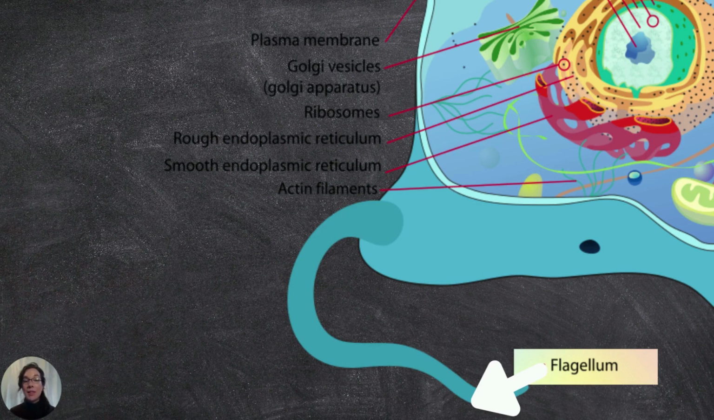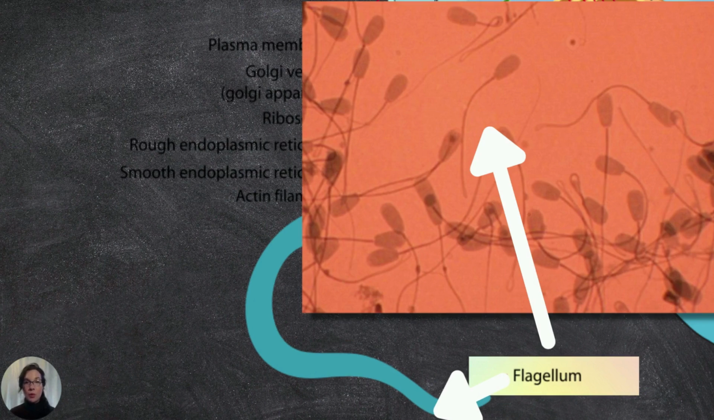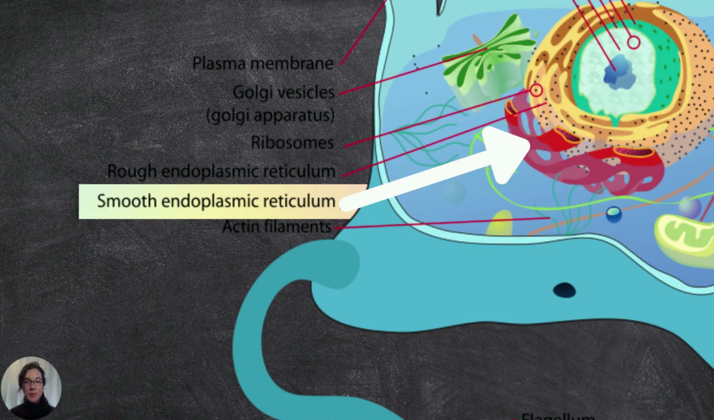The next organelle is the flagellum. The flagellum is an appendage used for locomotion made of microtubules. Not all eukaryotic cells are going to have a flagellum, but when they do, it's used for movement. The most notable one that we all think of is the sperm cell. They have very long flagellums.